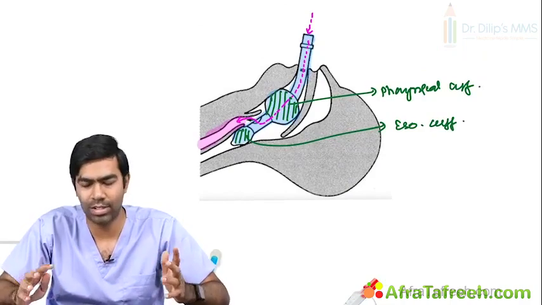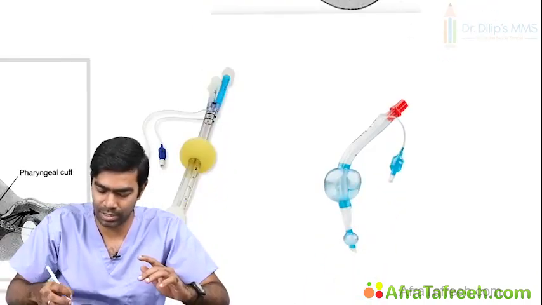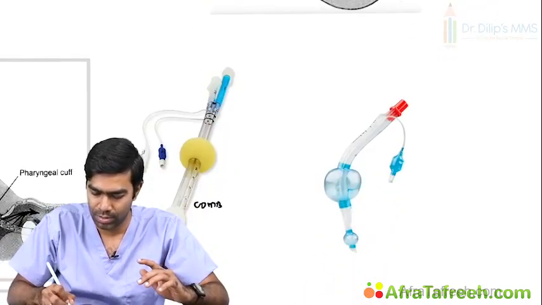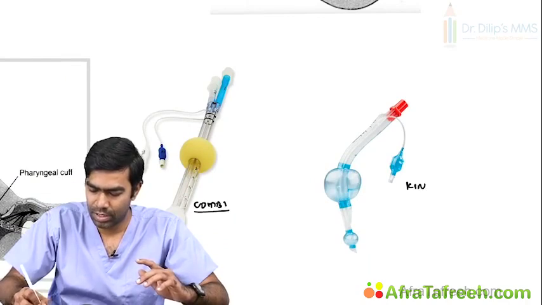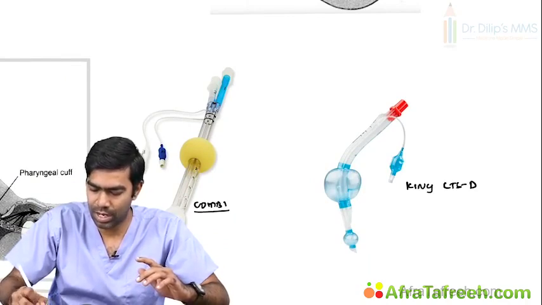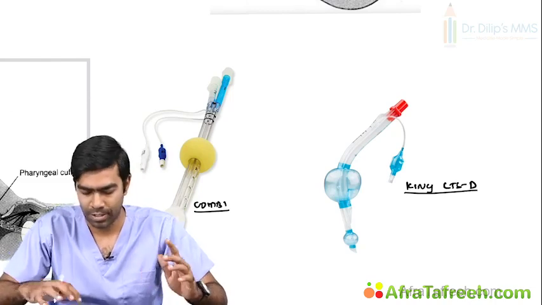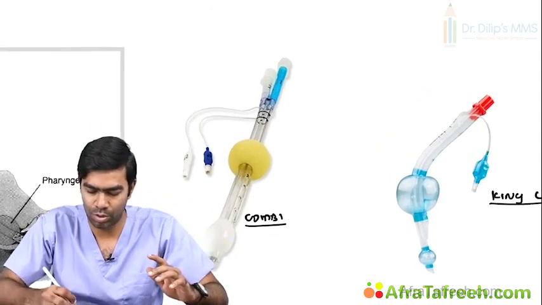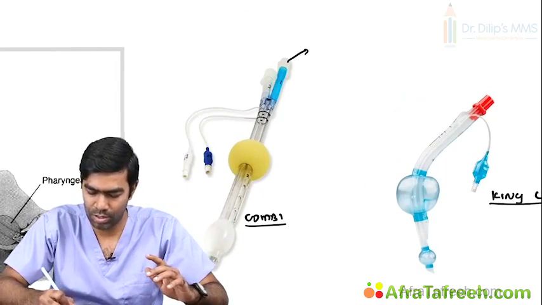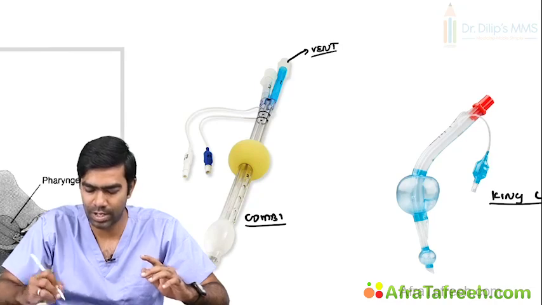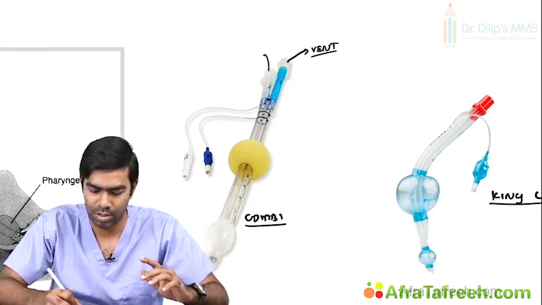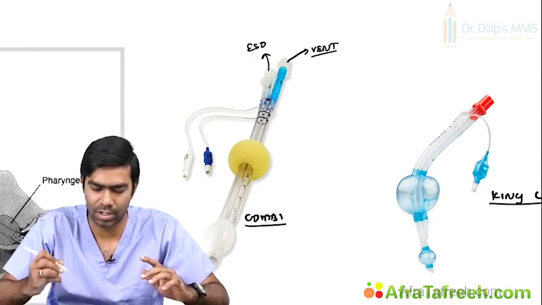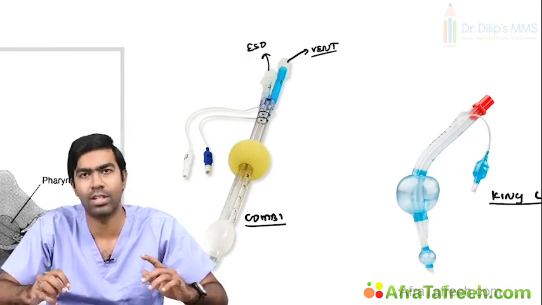But there are some subtle differences between the tubes. For example, this is a combi tube and this is a King LTSD tube. So this is the advanced one, the King LTSD one. So the basic differences, you can see two ports. The one port is the ventilatory port. Port number 1 always means a ventilatory port. And the second port means it's an esophageal port, which means that port will end in the esophagus.